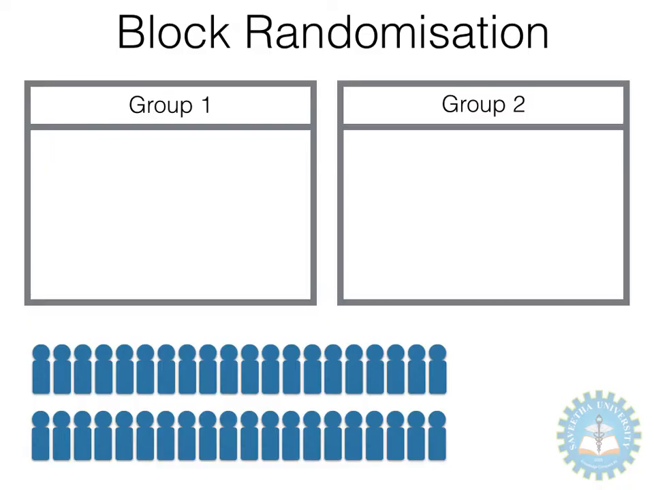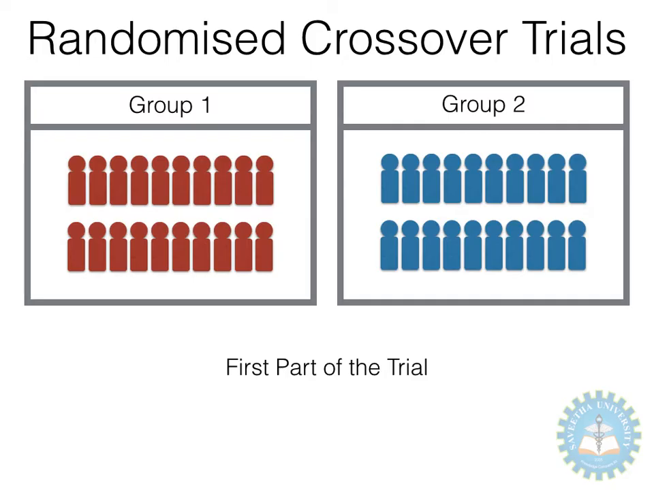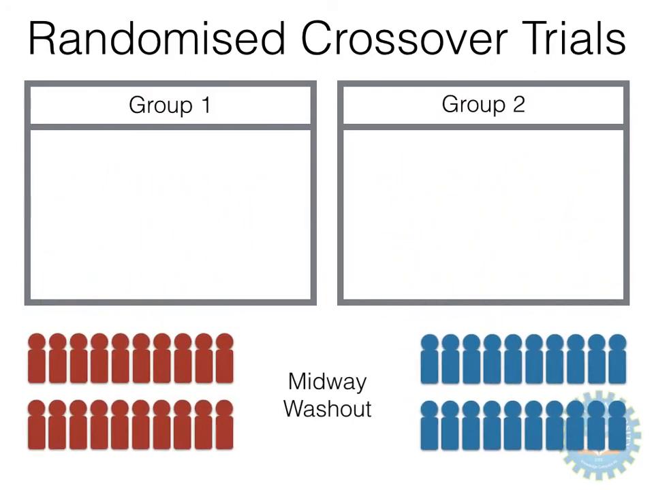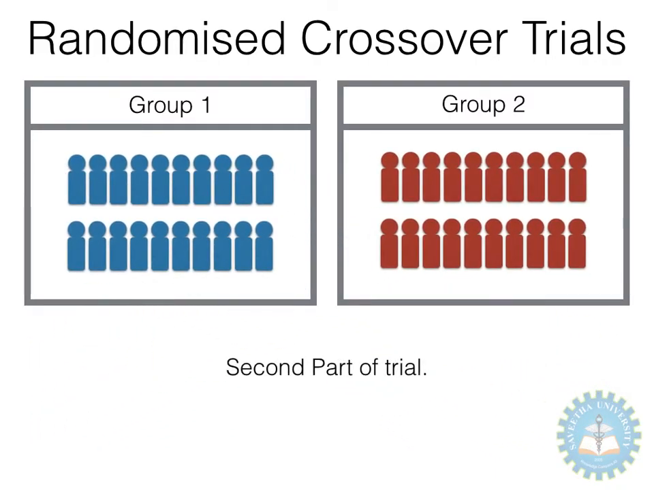So the next type of randomized control study is the randomized crossover trial. In this category, the group 1 patients and group 2 patients are randomly allocated as usual. But midway through the study, the patients are removed from the study. In other words, the treatment is stopped and a 4 to 6 week period of washout is given. After 6 weeks, the treatment is switched between the groups and re-administered to the patients.